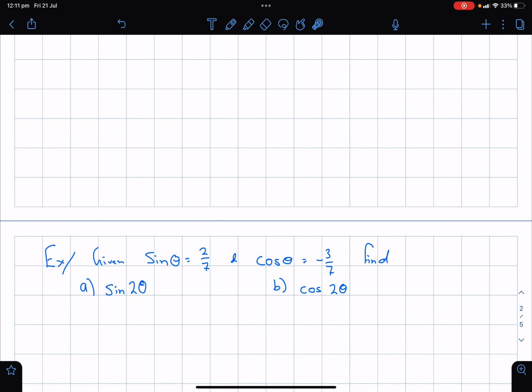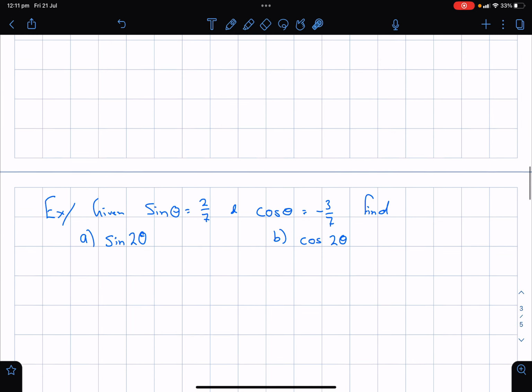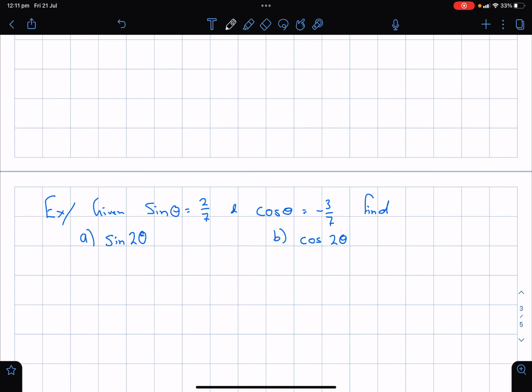So given sine theta equals 2 on 7, and cosine theta equals negative 3 on 7, find sine of 2 theta and cosine of 2 theta. So sine of 2 theta, we saw above, was 2 sine theta cos theta.